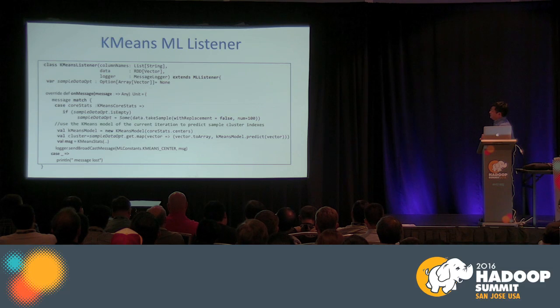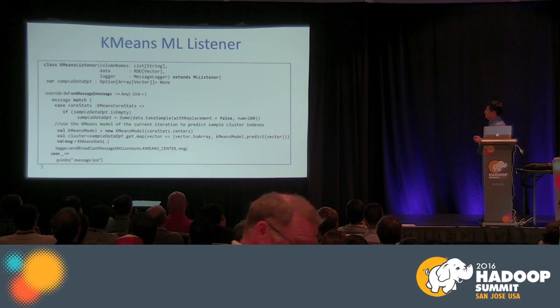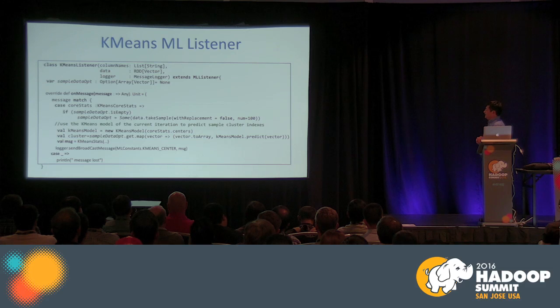Notice here, when I receive a message, the on message call, I get the message I just described: the cost, the iteration, plus the centroid of the data. Before I do anything, I first take a sample of the data, basically 100 points. For those 100 points, I take the centroid, construct a k-means model, and use that model to predict which cluster the sampled data belong to.